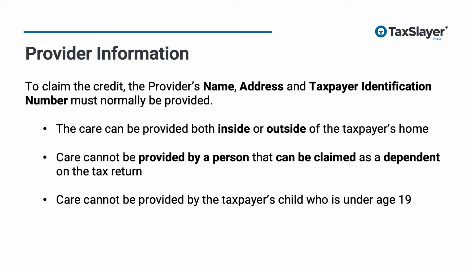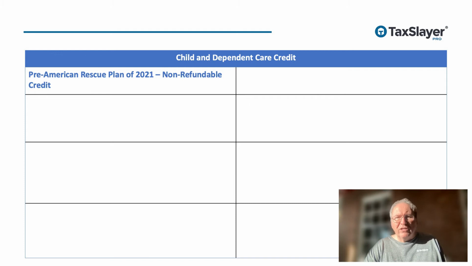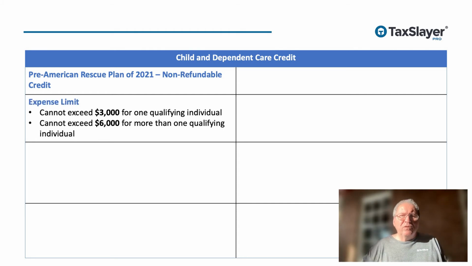But what's changed here with the child and dependent care credit? Well, prior to the American Rescue Plan of 2021, this was a non-refundable credit, and the amount of expenses that could count could not exceed $3,000 for one child or $6,000 if there was more than one child. So basically, you could pay $3,000 to your daycare if it was one child, and that would be the maximum that would be eligible for the credit.